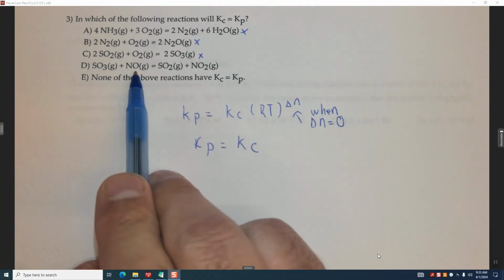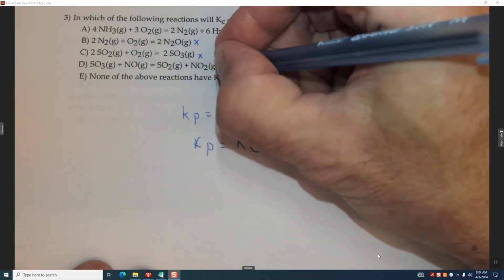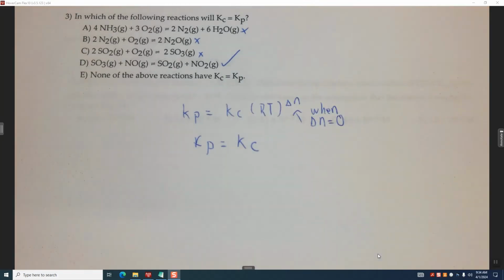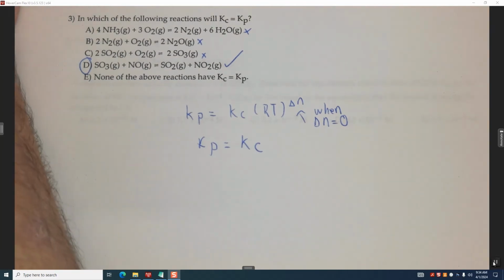We have 1 plus 1, which is 2, and then we have 1 plus 1, which is 2. So we have 2 moles of gas on both sides. So since we have 2 moles of gas on both sides, the delta n is going to be equal to 0, and Kp will equal Kc.